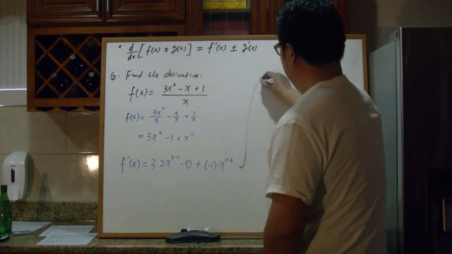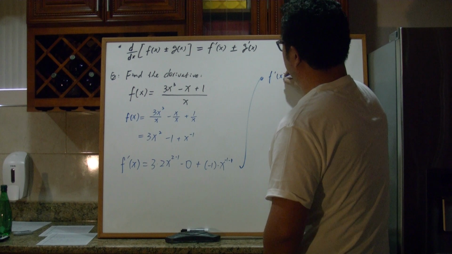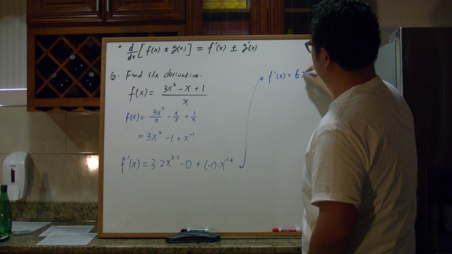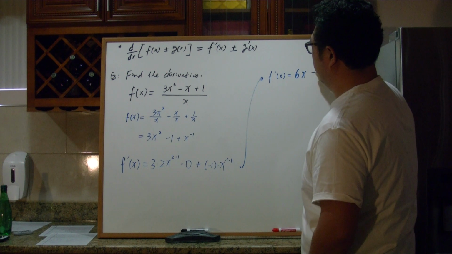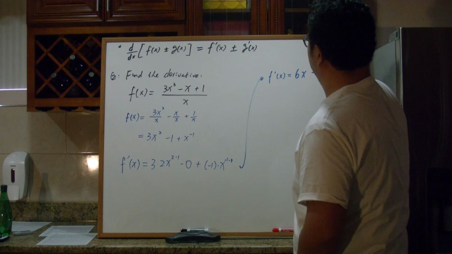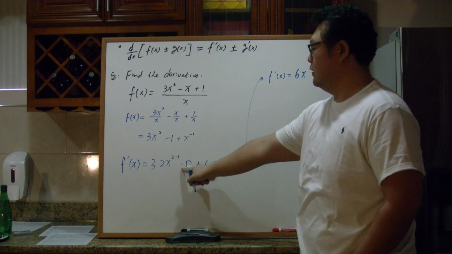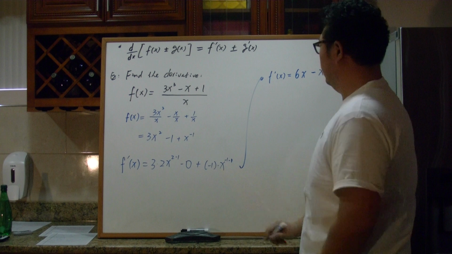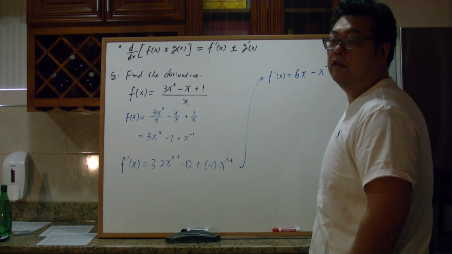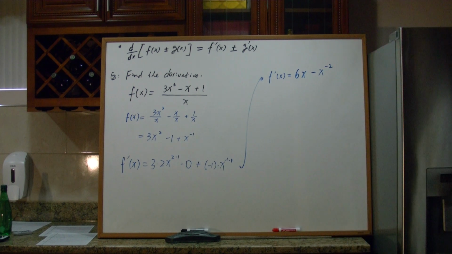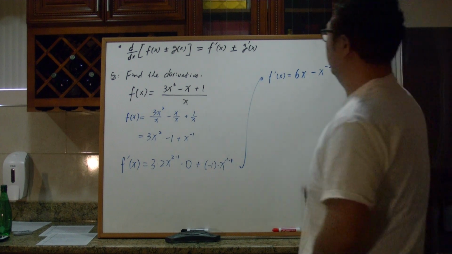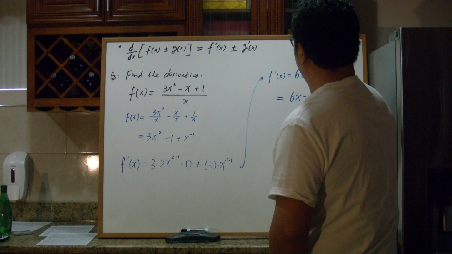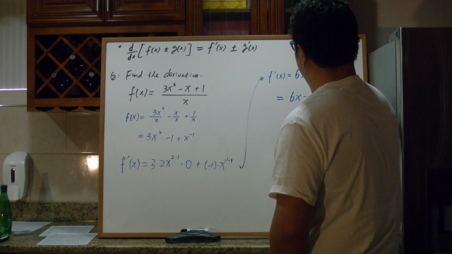Here f prime of x equals 6x minus 0, cancel, plus negative 1 times x to the negative 2, or simply 6x minus x to the negative 2. That is 6x minus 1 over x squared.